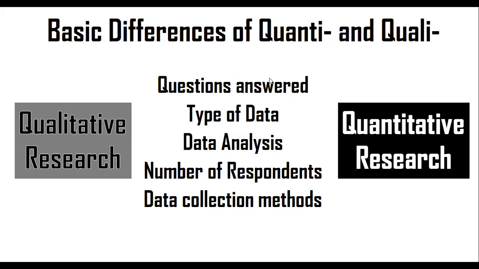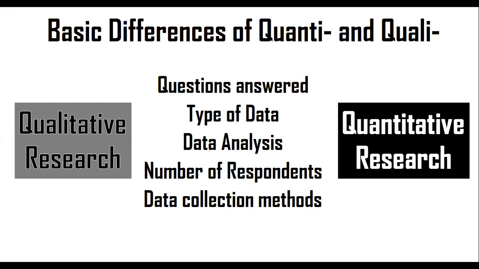Let's have the next one, the type of data. So the type of data in qualitative and quantitative would be different. In qualitative research, it is expressed in words. It is used to understand concepts, thoughts, or experiences. But in quantitative data, it is expressed in numbers and graphs. Again, in qualitative, expressed in words. In quantitative, it is expressed in numbers and graphs.